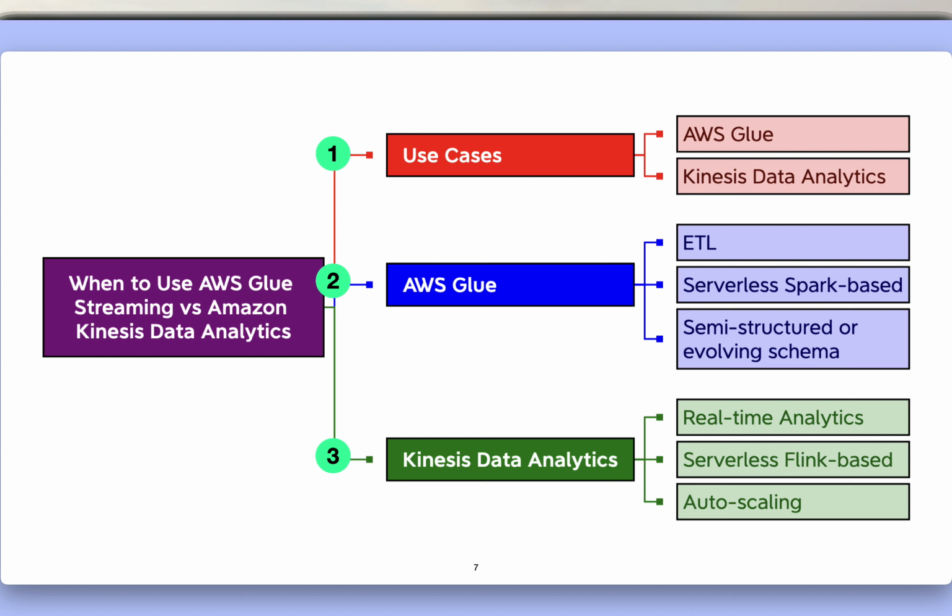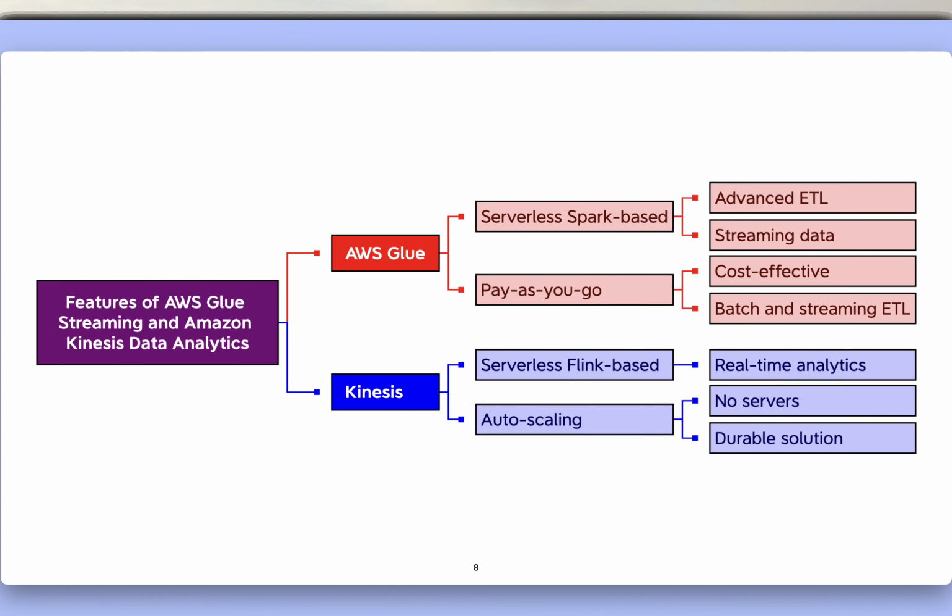3. Kinesis Data Analytics, Real-Time Analytics. Kinesis Data Analytics is ideal for real-time analytics and general stream data processing. It runs on a serverless Apache Flink-based platform and automatically scales. Features of AWS Glue Streaming and Amazon Kinesis Data Analytics. 1. AWS Glue, serverless Spark-based. AWS Glue operates on a serverless Apache Spark-based platform, enabling advanced ETL and streaming data.